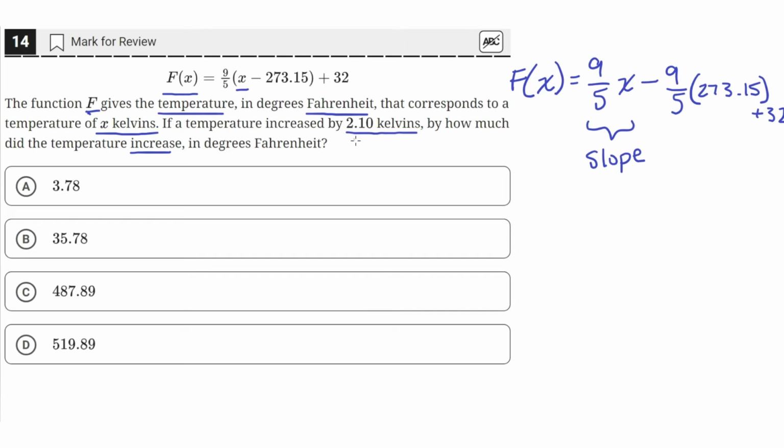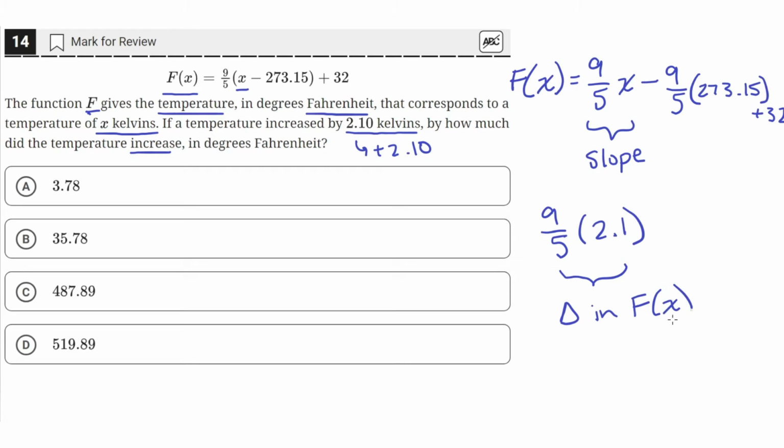So in this case, if we're increasing x by 2.1 kelvins, then that means the value of f of x would just increase by 9 over 5 times 2.1. So this would be the change in f of x after a 2.1 increase in x. So if you multiplied this out using a calculator, you would just get 3.78, which is answer choice A.